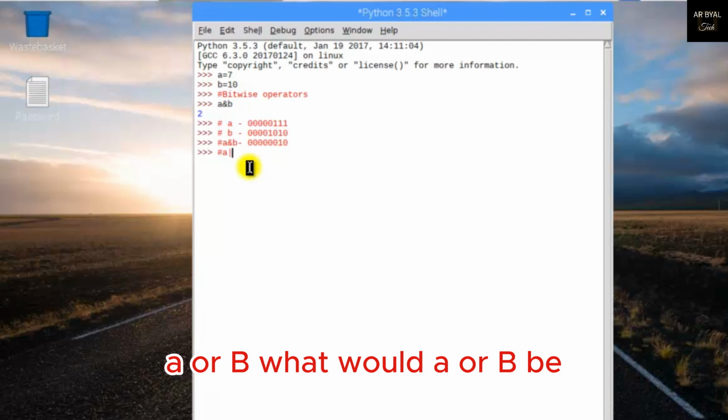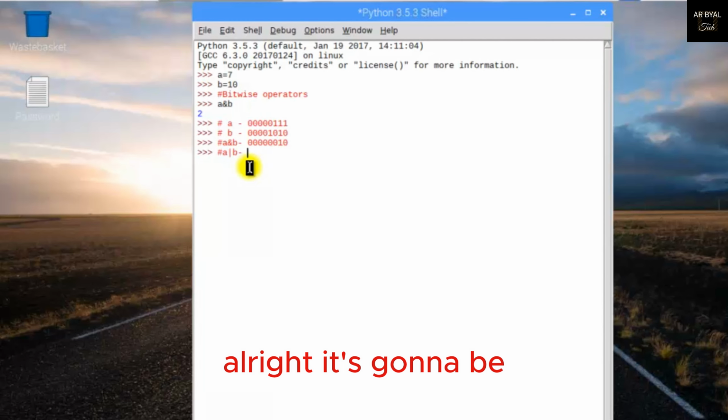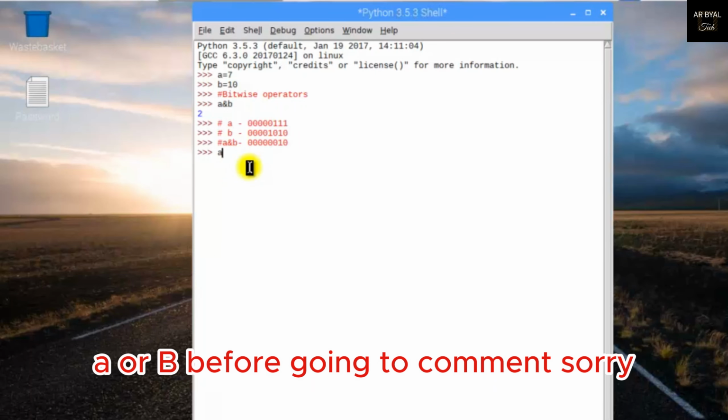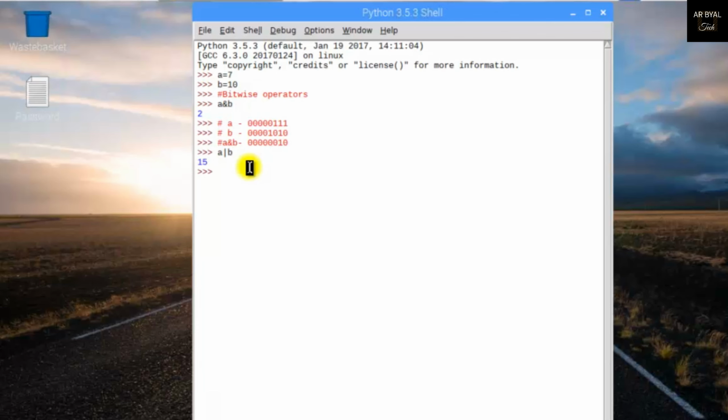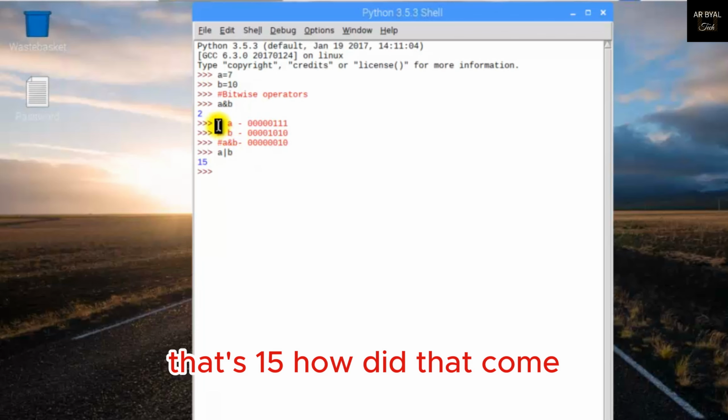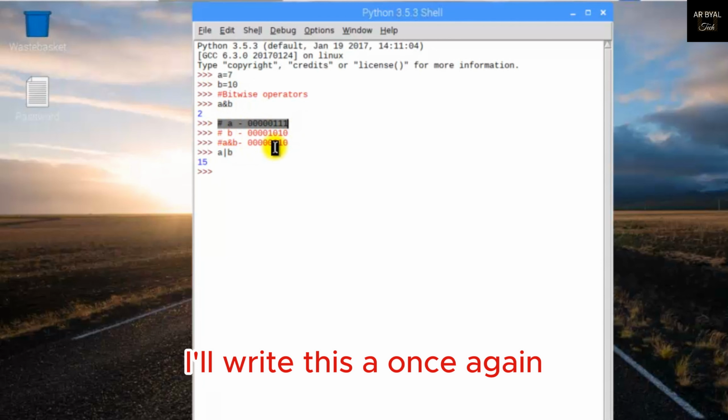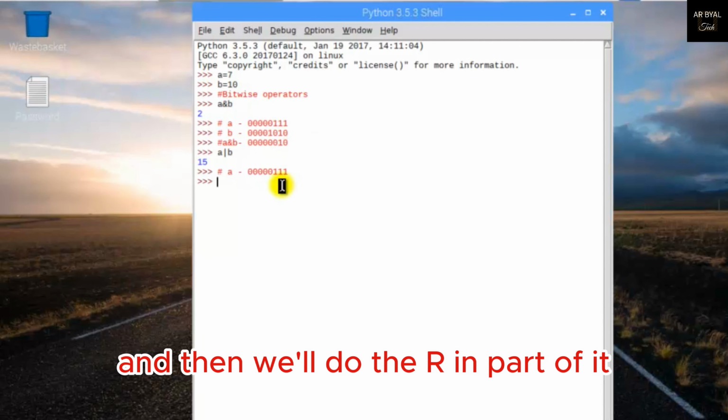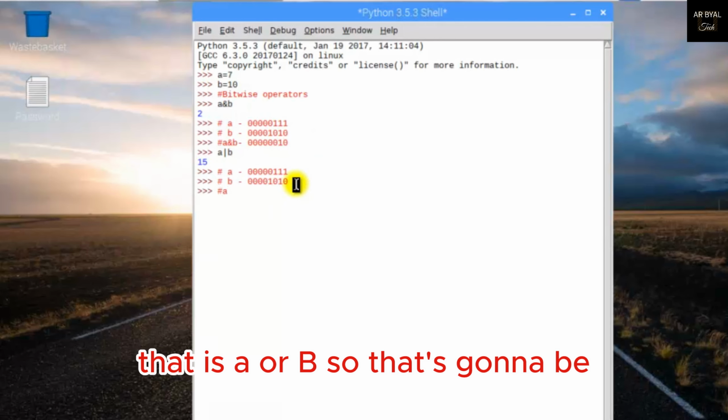Okay, A or B. What would A or B be? I'll just first say this, A or B. That's 15. How did that come? I'll write this A once again, I'll write this B once again, and then we'll do the ORing part of it. That is A or B.